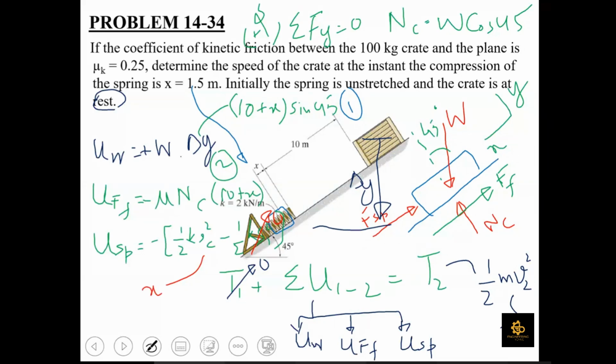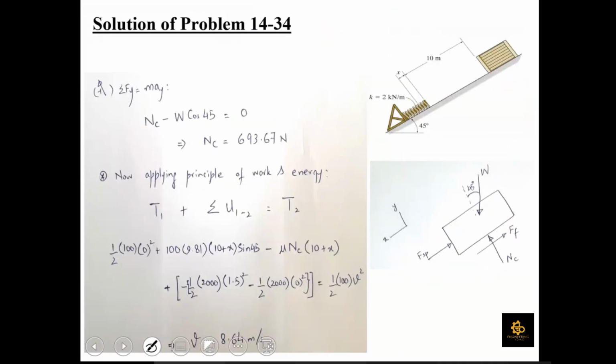So once you solve this equation, overall, this is going to be the total equation. The initial kinetic energy, which is 0. This is the work done due to weight, this is the work done due to friction, this is the work done due to spring force, and this is the final kinetic energy. So in this equation, the only unknown quantity is the velocity v2. Once you solve it, this velocity comes out to be 8.64 meters per second. Is it clear to you all?